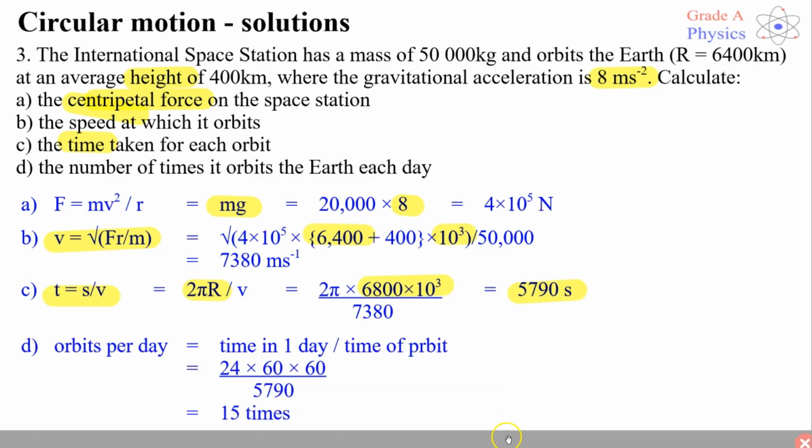And final question, part D, how many times it orbits the Earth each day? Well, there's no official formula for this. We just need to know that if I work out the seconds in one day, so 60 times 60 times 24, and divide by the time in seconds for one orbit, that will give me the number of orbits. So I think it's slightly less than 15, but we could round this to a whole number.